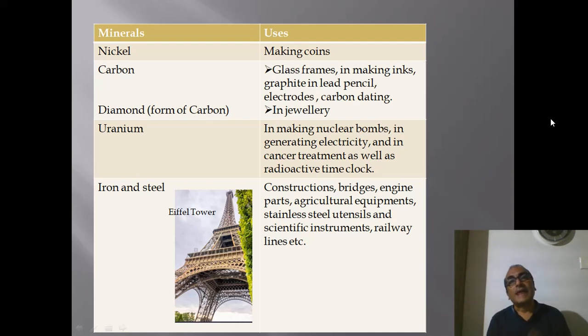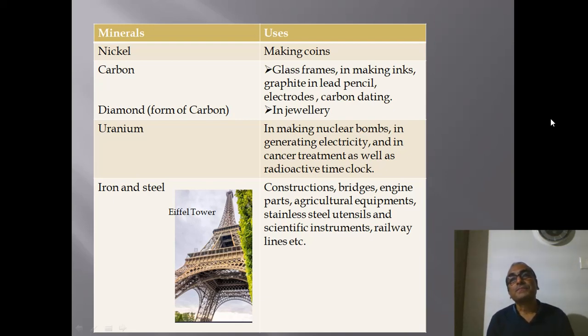Then diamond is also a form of carbon. When carbon is heated in absence of oxygen under very high temperature and pressure, the carbon changes into a very precious shiny material which we call diamond, and it is used in jewelry, highly priced.